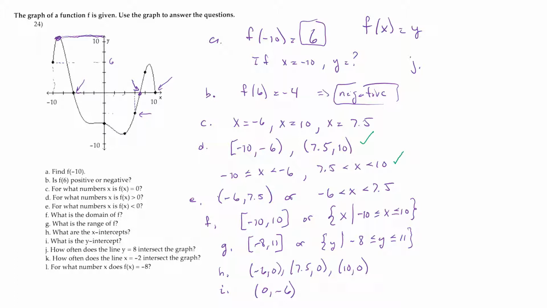How often does the line y equals 8 intersect the graph? Well, this right here is the line y equals 8. And it hits the graph twice. Part K, how often does x equal negative 2 intersect the graph? Here's the line x equals negative 2, and it looks like it hits once.